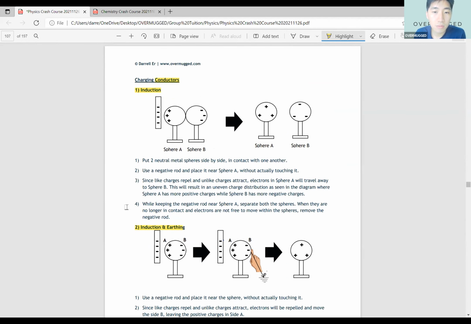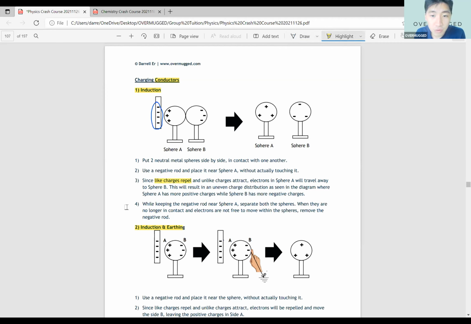When I put 2 neutral spheres side by side in contact, and then I put a negative rod here, what happened? Did the positive charge get attracted to the left-hand side? No. The positive charges did not get attracted to the left-hand side. I repeat, the positive charge did not move. Remember the 2 rules? Positive charge cannot move. So when I put a negative rod there, it's not that I attracted the positive, because positive is stuck. They cannot move. So what has happened is this. Read.